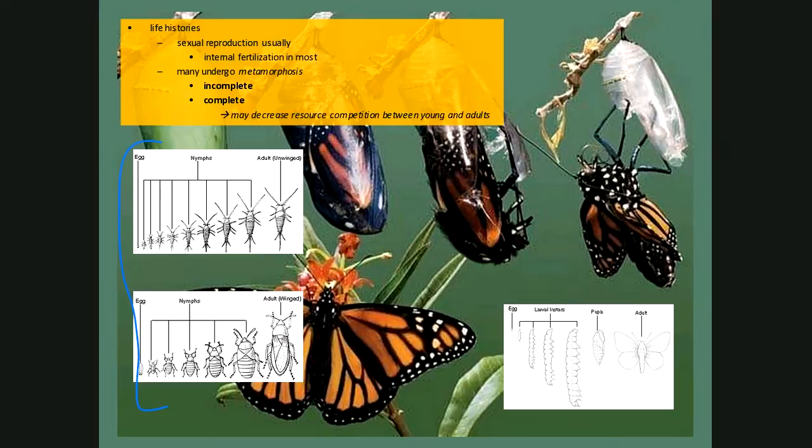In complete metamorphosis, that's like the butterfly, right? You have the egg, the caterpillar, then it goes into a pupa, and then it comes out as a butterfly. Totally different looking organism. That's complete metamorphosis.